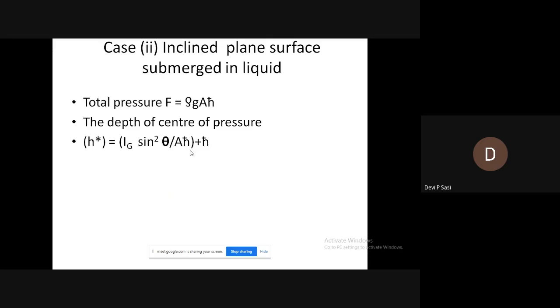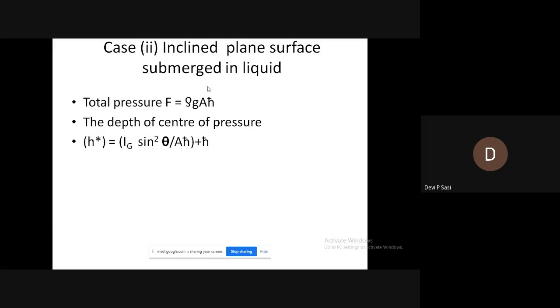The equation for total pressure is the same in both cases, but the equation for h star, that is the depth of center of pressure, is different in both cases. For the inclined surface, it is Ig sine square theta by A h bar plus h bar, because here it is inclined at an angle of theta. In the first case it is a vertical plane surface, in the second case an inclined plane surface.